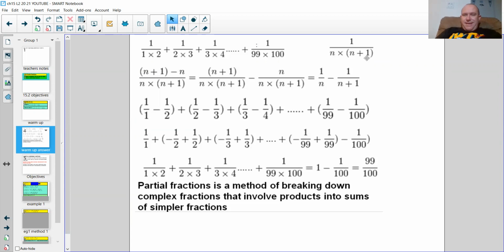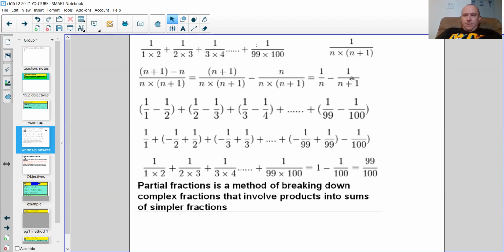Now, if we start breaking this down and actually splitting this up, notice we have 2 terms here. So we want to try and split this up into 2 fractions, something over n and something over n plus 1. Now, here are the steps to do that. And then what we notice is we end up with this. This is more useful for us than this, to see if we can spot a pattern.